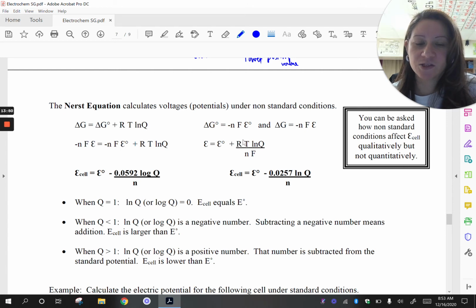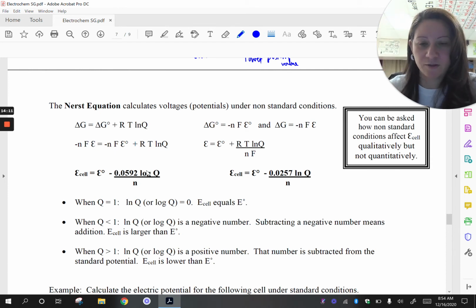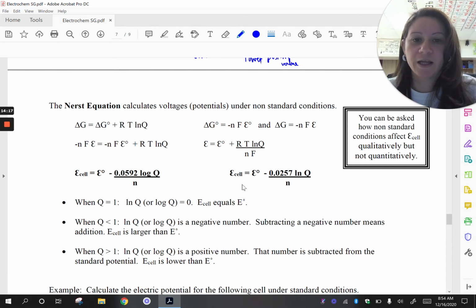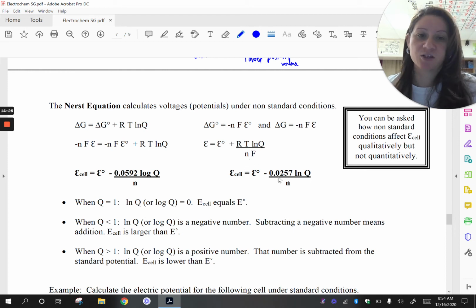If you take this R, which is a constant, and this F, which is a constant, and actually plug in your values, this is what you would get. You can also express it with logs instead of natural logs, and on the green sheet it is with the natural log, but not the log-based version. But those are what the Nernst equation are. And again, this is on the green sheet. You can refer to it, you can use it qualitatively, but they will not ask you to calculate things with it. But this is how you would calculate what the E cell would be at non-standard conditions.